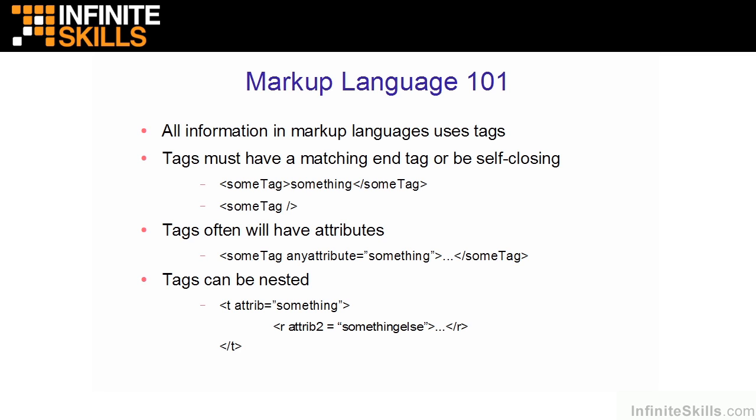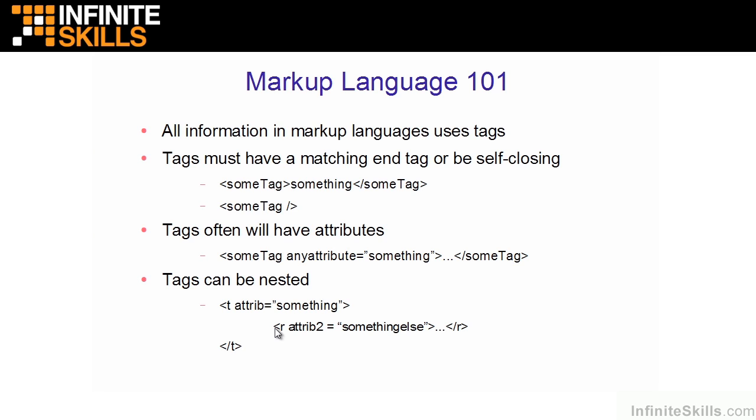Tags often have attributes, so you'll see the name of the tag, and then you'll have an attribute name with equals, and then something in quotes, and that'll just be some value. So we'll see that as we start building web pages, that we need to have different parameters on different tags, and we'll have those values in quotes. And tags can be nested, of course, and there's unlimited nesting. So there's just a couple tags with some attributes, and you can see that they're nested within each other. And you note that they're nested because the T tag doesn't close until down here, and the R tag is included inside of there.